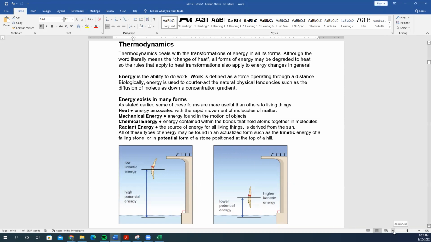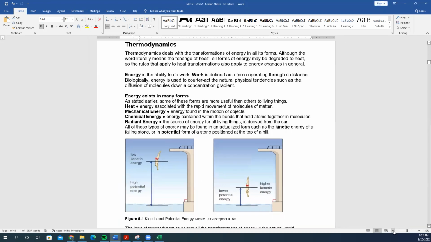Thermodynamics is the science that deals with the transformation of energy in all of its forms. And when we break down the word thermodynamics, it literally means change of heat. The thermo part means heat, dynamics means change. So literally, if you take it apart, what you're really talking about is change of heat.